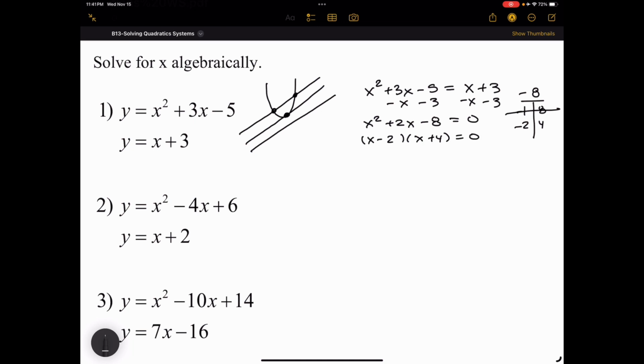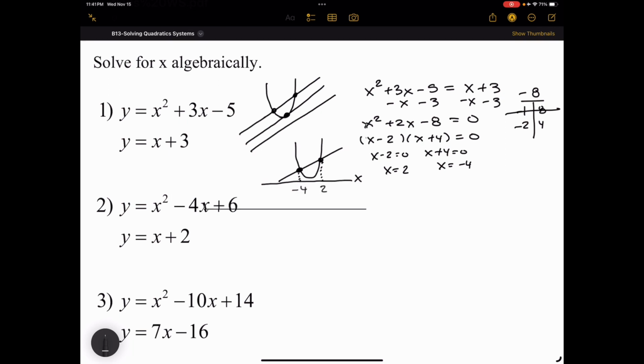So we can set each of these equal to 0. And solving these for x, we see x is equal to 2, x is equal to negative 4. So basically, if we look at the factors, the solutions are the opposite signs, so we'll probably do that on the next one. So this means that the parabola intersects the line at exactly 2 spots, when x is 2 and when x is negative 4.